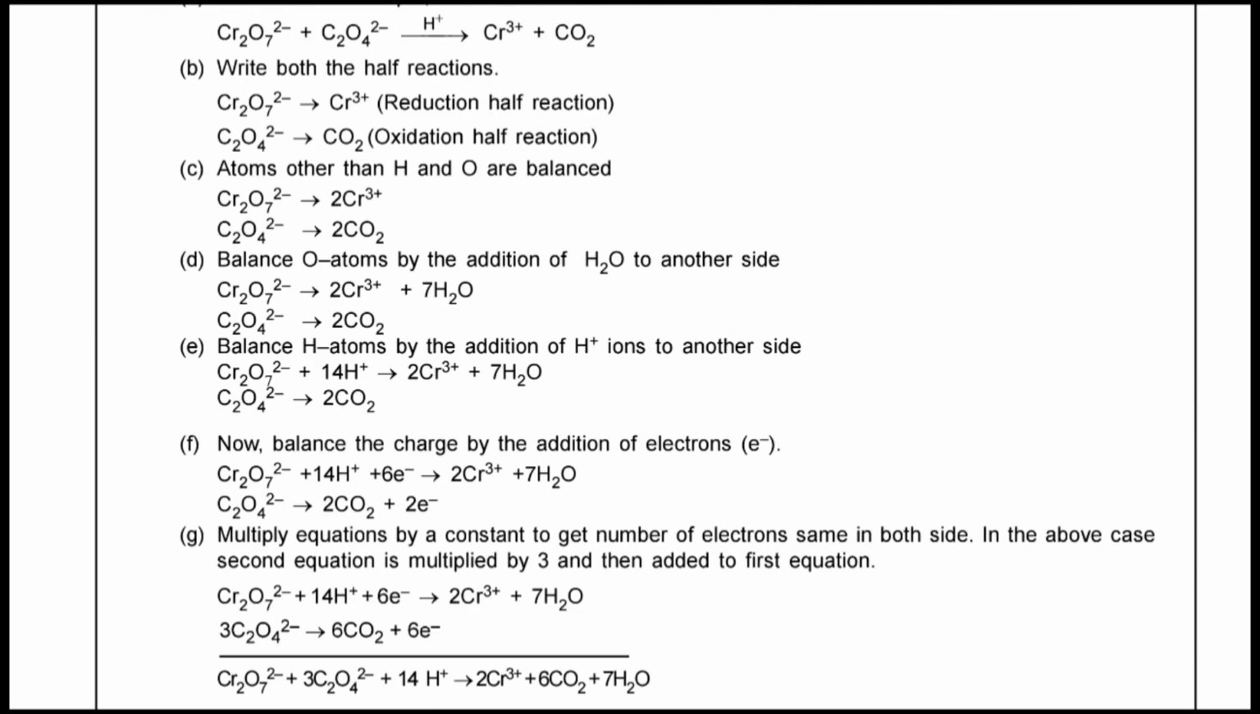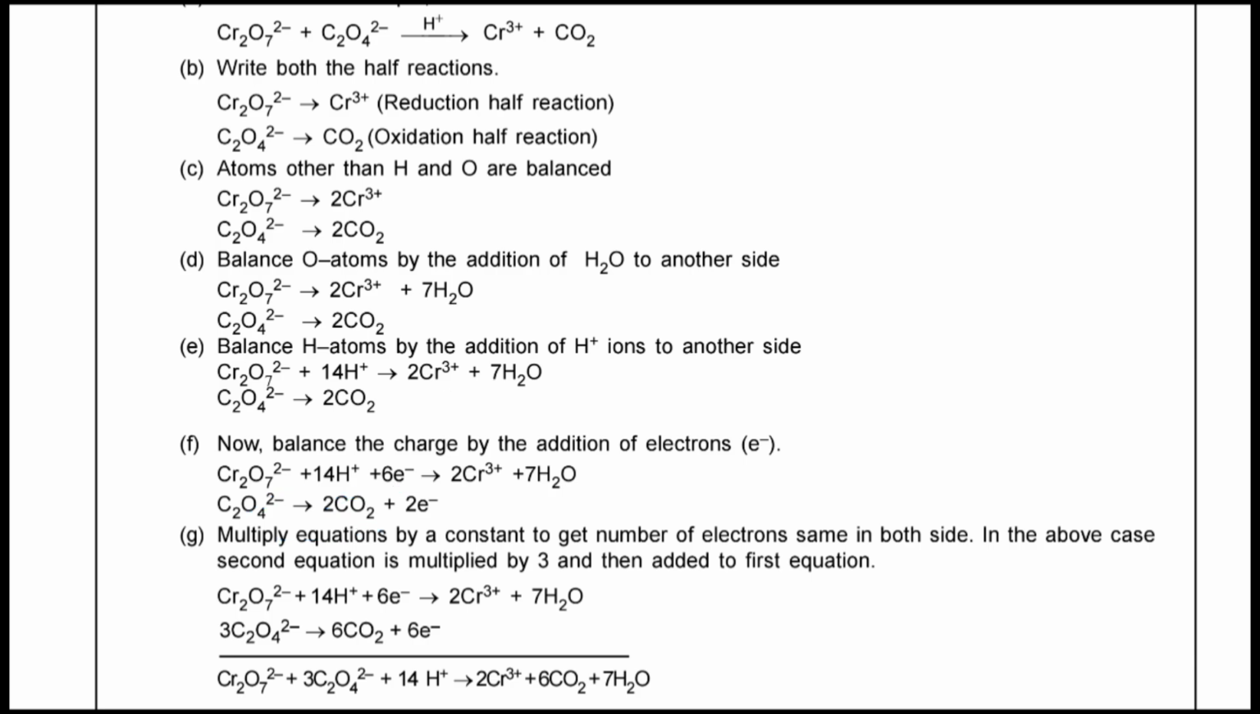Now balance the charge. How to balance charges? By the addition of electrons. You can see on this side it is plus 3 two times, so plus 6, and the total charge is plus 6. On the other side we have 14 positive and minus 2. We will add 6 electrons on this side to balance the charges on both sides, so the left side is also plus 6 now. In the second half equation we will add 2 electrons on the right side to balance the charges, because it is negative 2 on the left side of the equation.